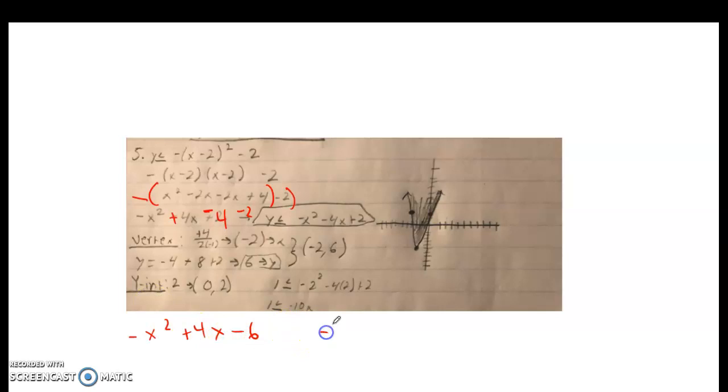So your vertex is going to be negative b over 2a, -4 over -2, which is 2 for the x-coordinate. And for the y-coordinate, it's a little messy here, sorry about that. For the y-coordinate, you're going to put it back into the original. So you're going to have negative (2 minus 2) squared minus 2, which gives me a -2. So your vertex is going to be (2, -2).